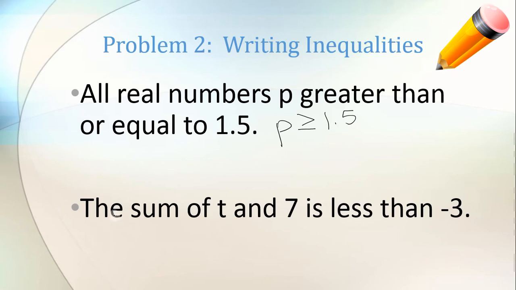Last one of these kind. The sum of t and 7 is less than -3. So I have t and 7, and sum. If you remember back from our first chapter, this was adding. So we have t plus 7 is less than. So less than is an arrow pointing to the left, -3.